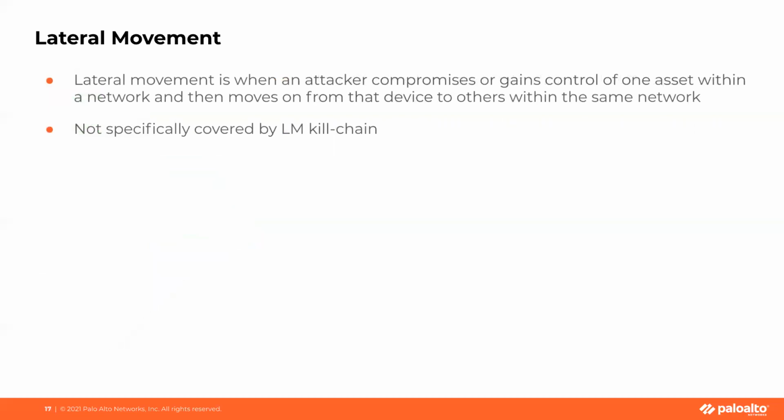There's one more bit that's not covered by the Lockheed Martin kill chain, but I feel it's necessary to mention it, and that's lateral movement. Lateral movement means that when an attacker compromises one endpoint within a network, they will very frequently try to move from that device to other devices within the same network.